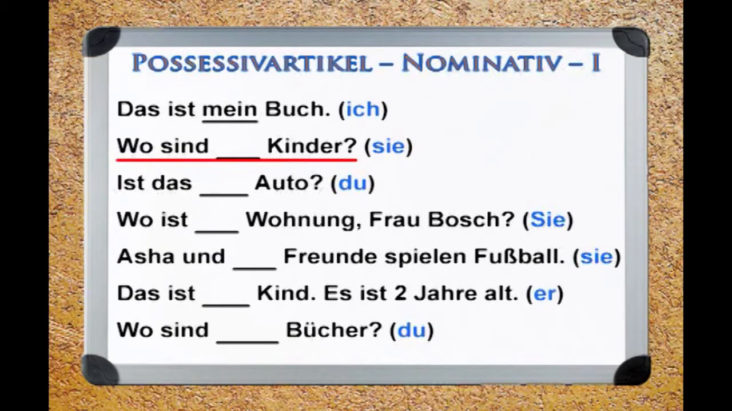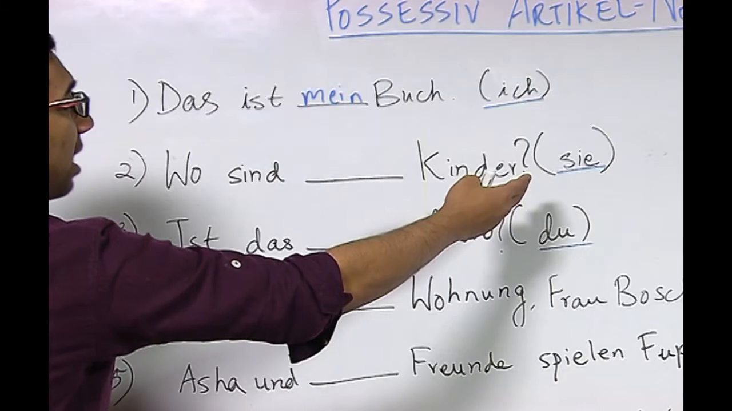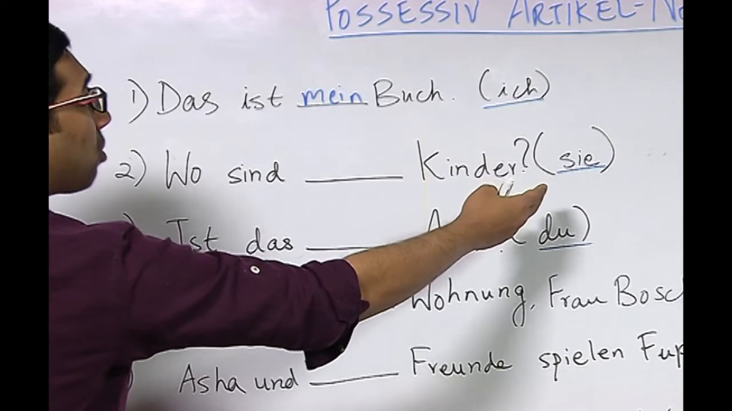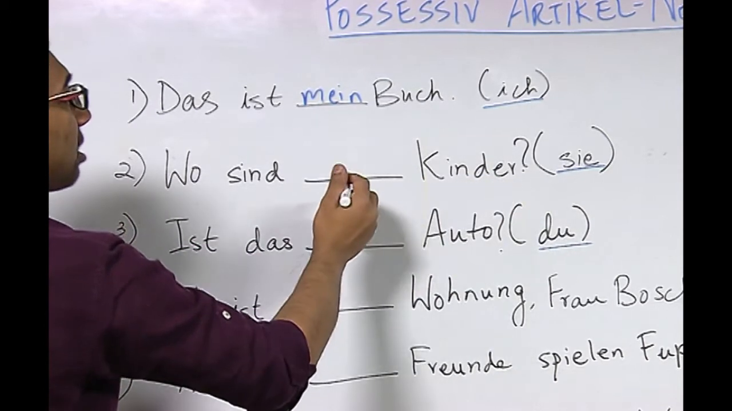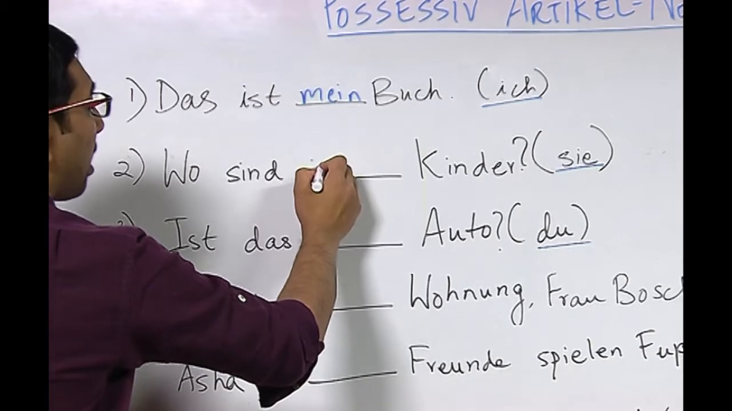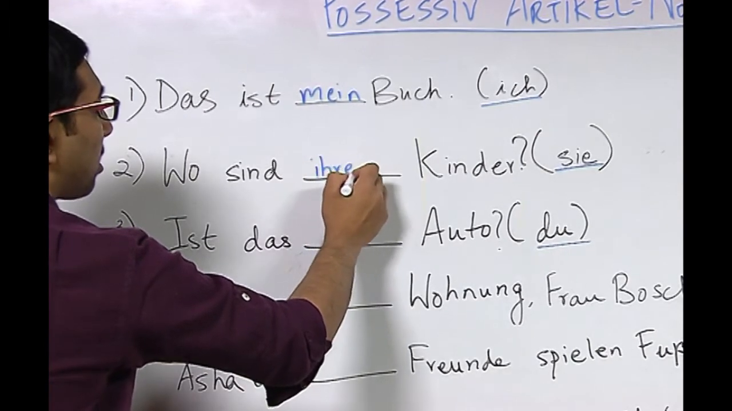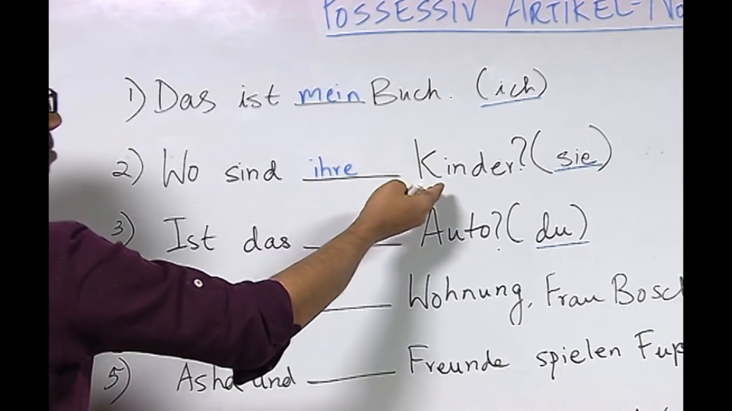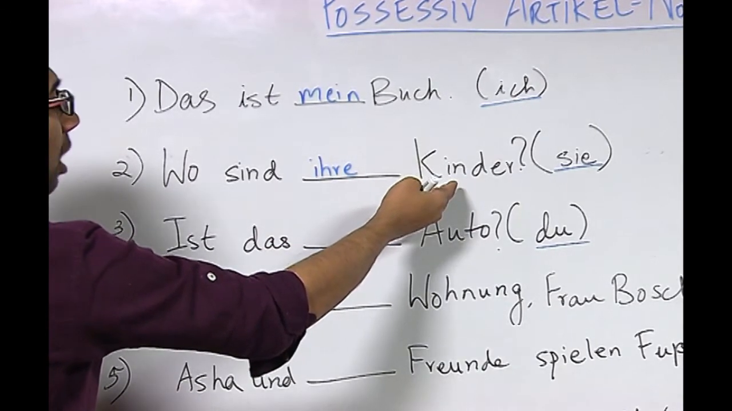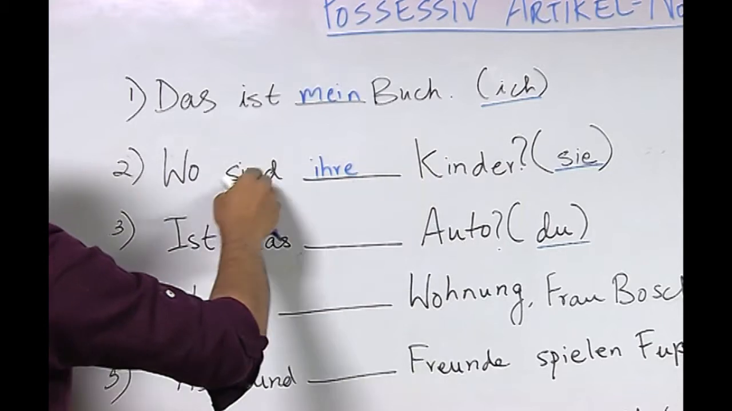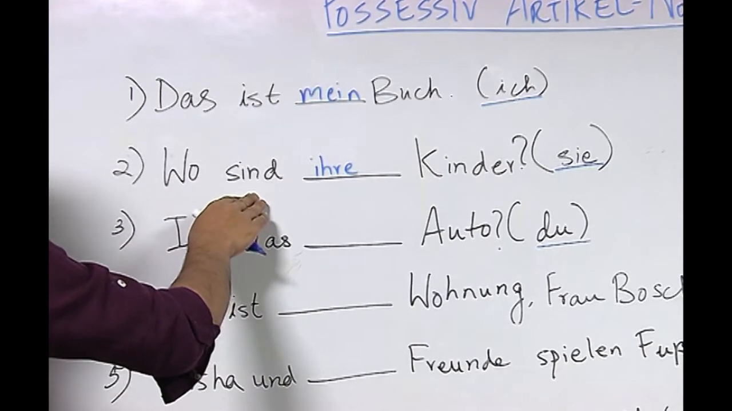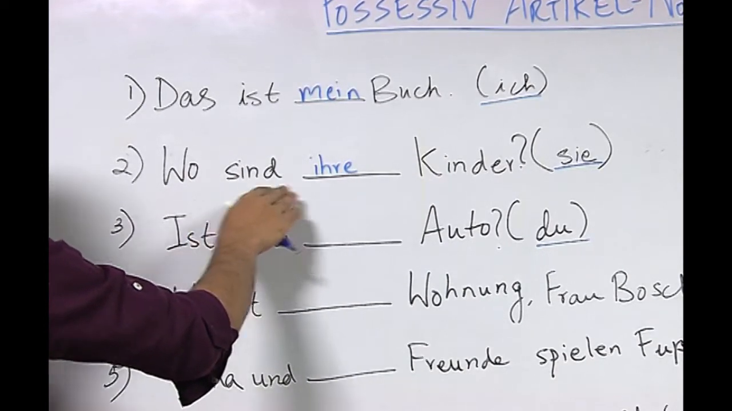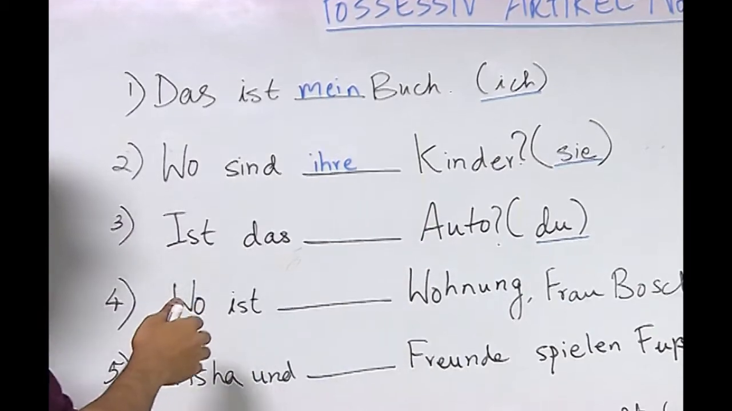Now, let us look at this sentence. Wo sind Kinder? If you look at the bracket, here we have the third person singular pronoun sie, and for third person singular pronoun, we know that the possessive article is ihre, and you know that here ihre is written because of the noun Kinder, which is in plural, and the verb which is conjugated here, sind, shows that the noun is in plural.